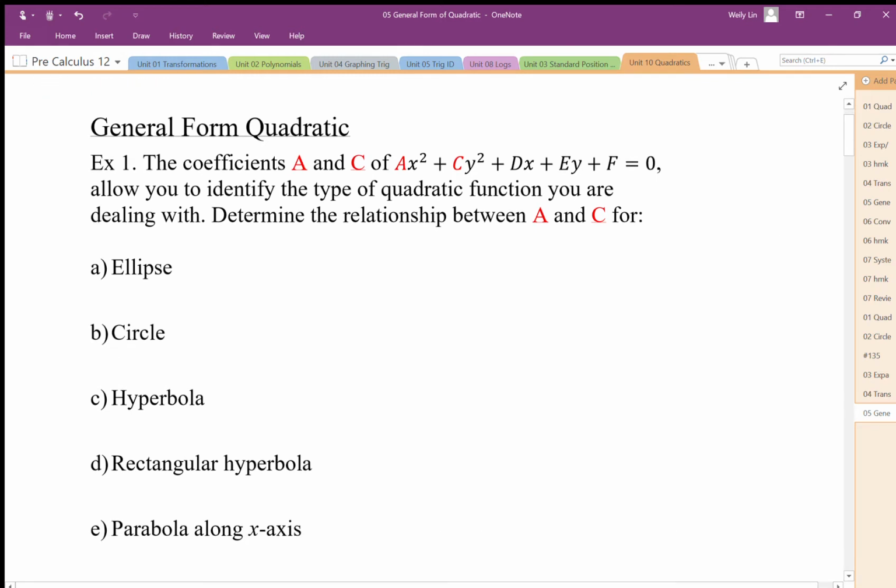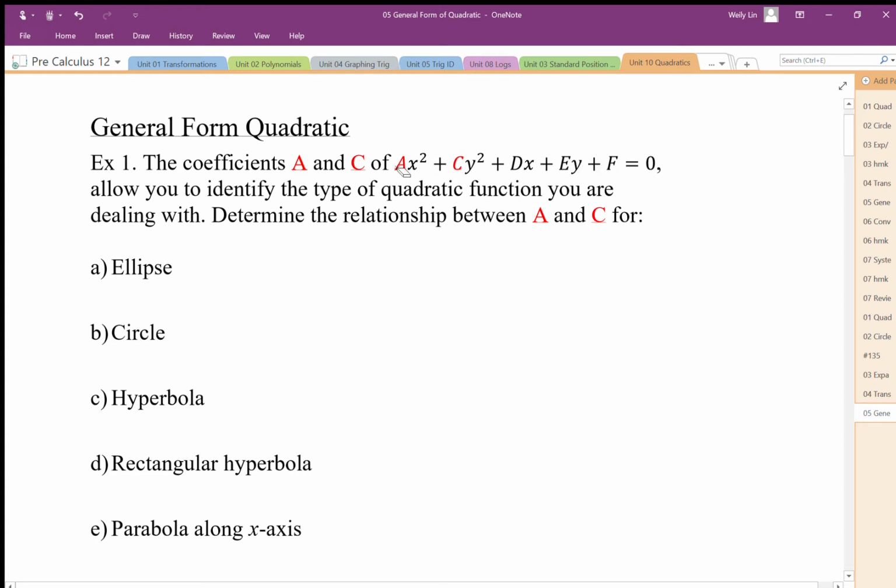So we're looking at the general form of the quadratic. The general form of the quadratic basically looks like this. It's the expanded form of the graphing form. Basically we're just getting rid of all the brackets, combining like terms, and then making it equal to 0. So this is called the general form of the quadratic.